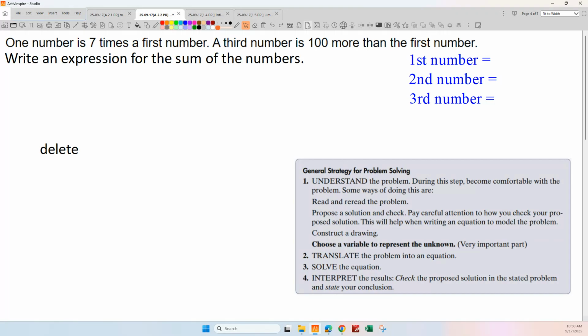Okay, so could I do X, Y, Z? And the answer is yes, but I don't want to. That's a great idea, and we could do it, but here's the disadvantage of that. If I call the first one X and the second one Y and the third one Z, the fundamental theorem of algebra, which we'll talk about later in the year, tells us this, that I need at least as many equations as I have unknowns or variables.